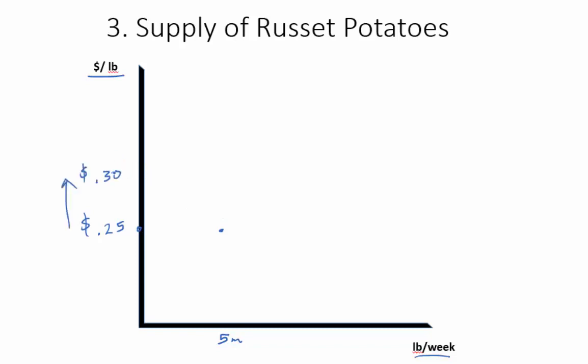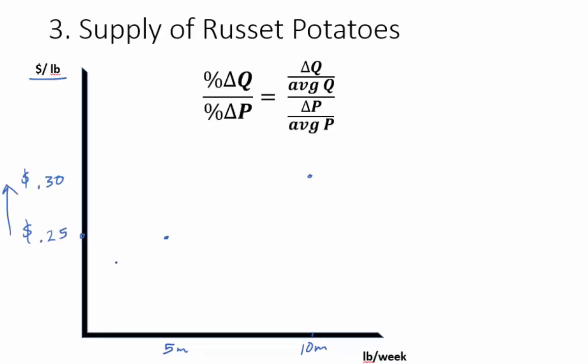Now suppliers, of course, will supply more at higher prices because they can cover higher cost of production. And let's surmise that the quantity goes up to 10 million pounds per week. Okay, we can maybe sketch in our supply curve here, but remember it's the same formula, so we just need delta Q over average Q.